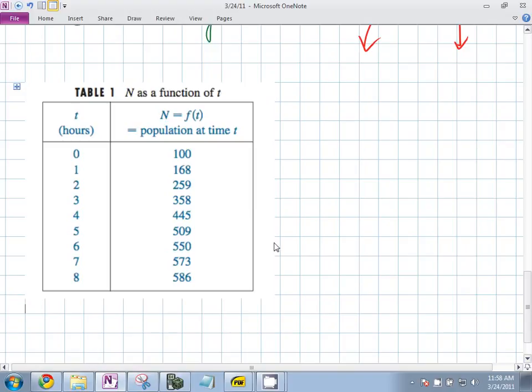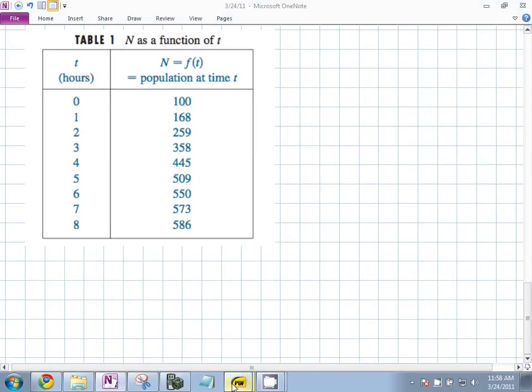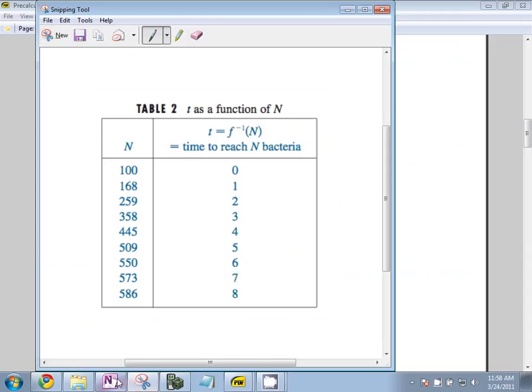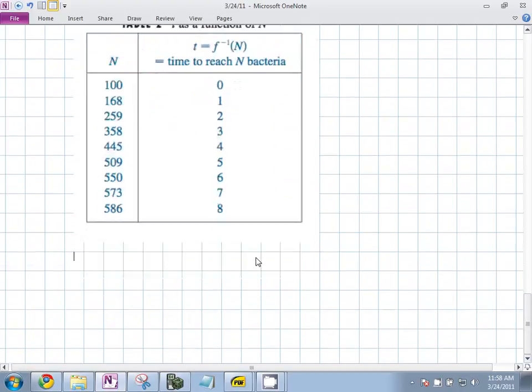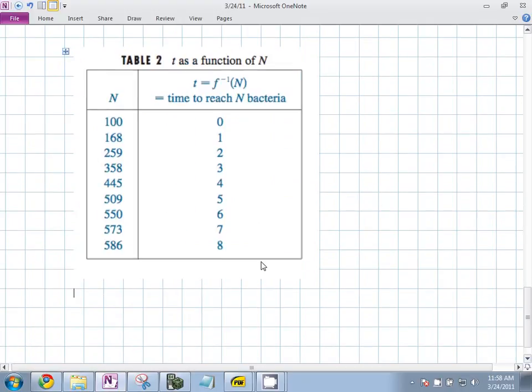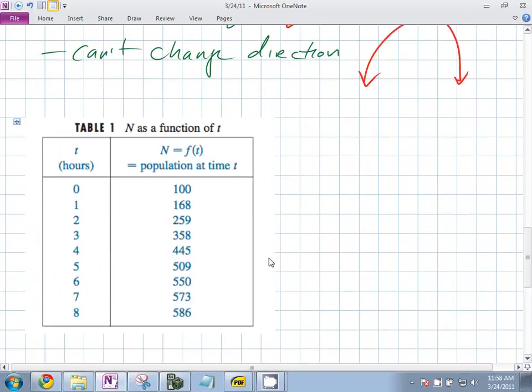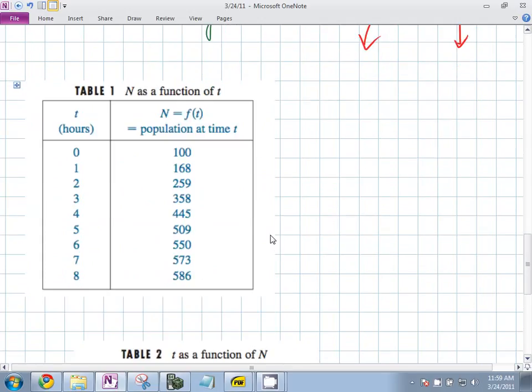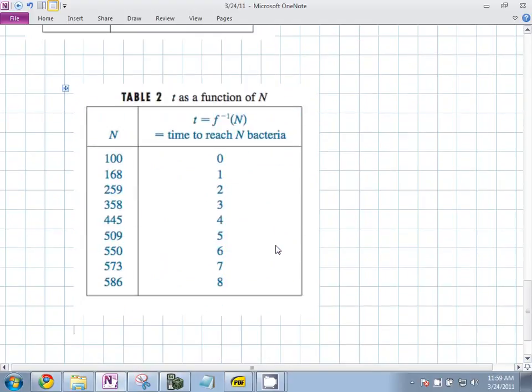Okay. What about this data set? What's the only thing that changed in table 2? Yeah, the input is now the output. So originally we had the population in terms of time. In this case, we have the time in terms of population. So they answer two different questions. This one answers, what is the population at a certain time? This one answers, what is the time when the population is at a certain level.